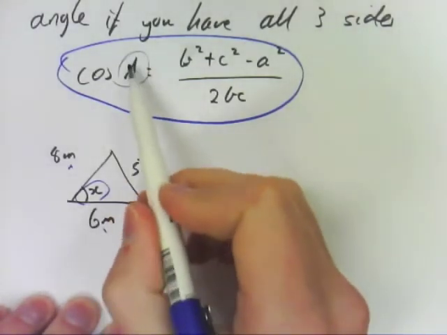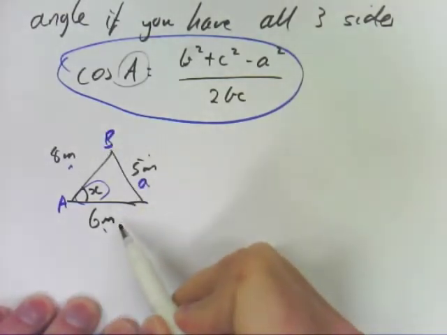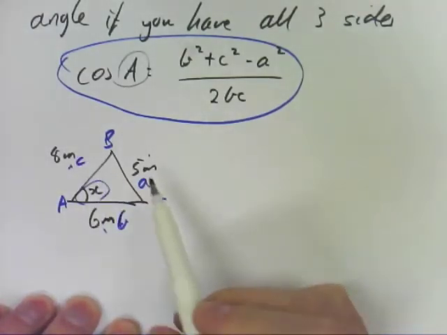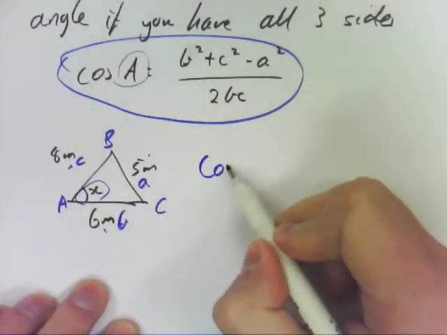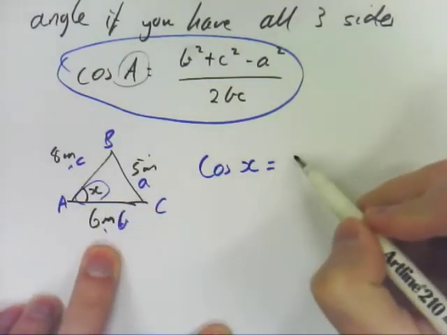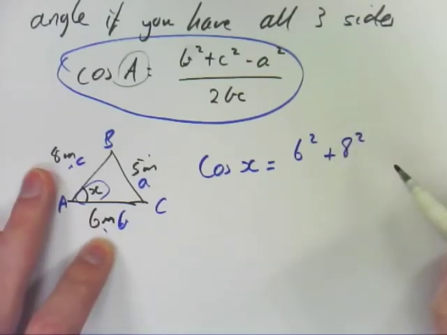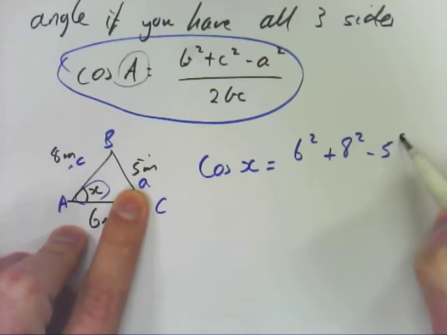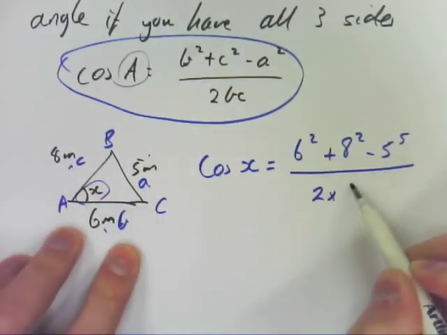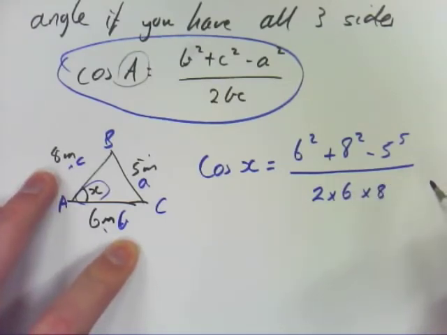So I'm going to label them. If we're looking for cos A, this is A, that's little a, and the others don't matter. This can be B and little b, and this can be C and little c. Then I just substitute all those values in. So cos of x, because that's what A is in our diagram, equals b squared, which is 6 squared, plus c squared, which is 8 squared, minus a squared, which is 5 squared, all divided by 2 times b, which is 6, times c, which is 8. I'll calculate that and I'll come back to you.